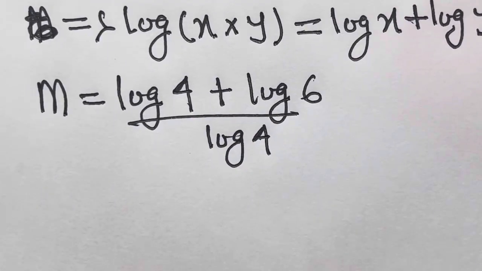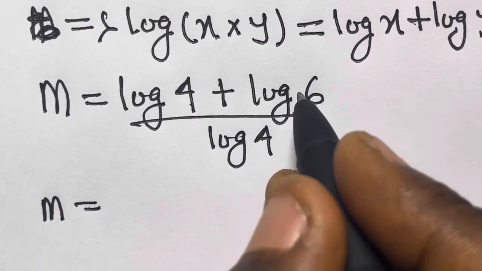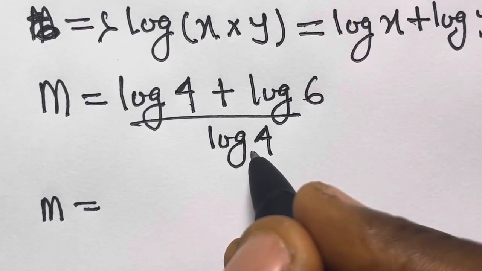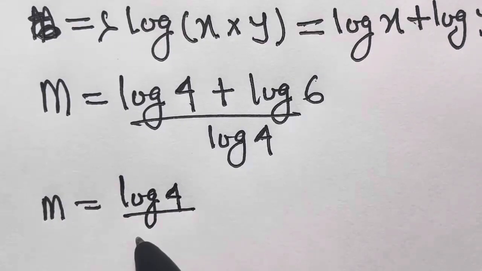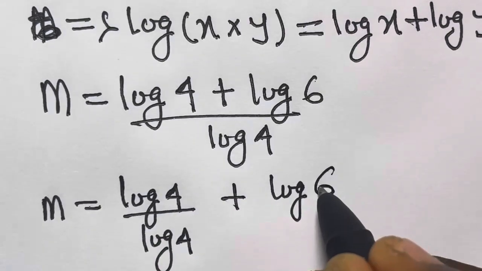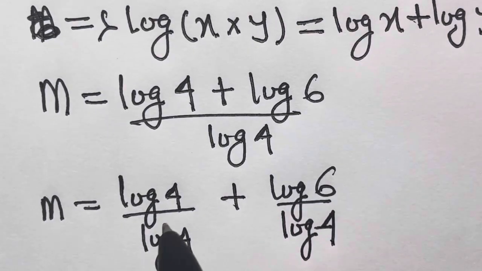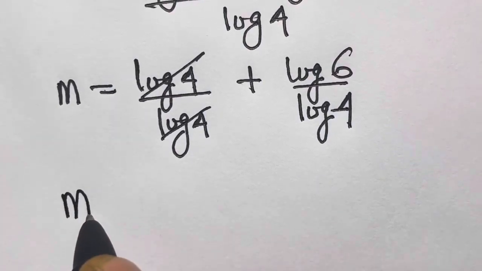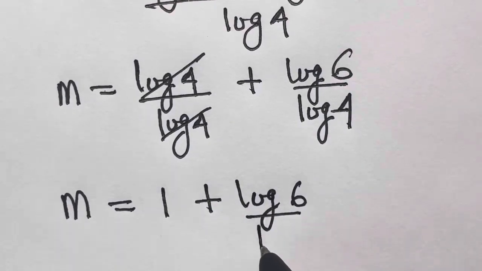And this simply means m equals log 4 divided by log 4 plus log 6 divided by log 4, right? So this, we divide and it equals 1. So we have m equals 1 plus log 6 divided by log 4.